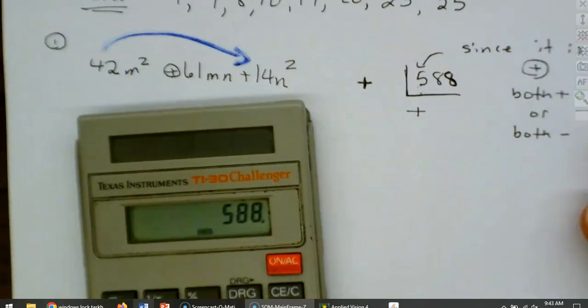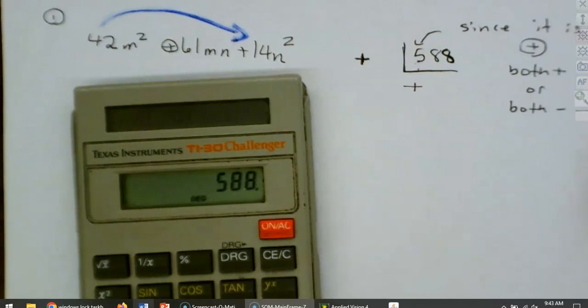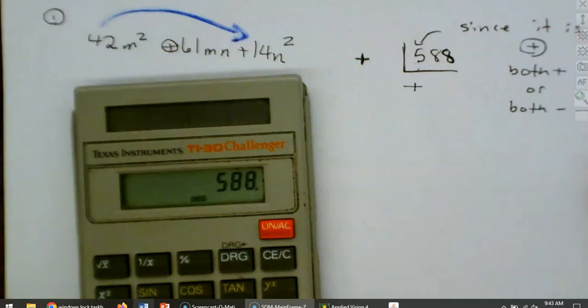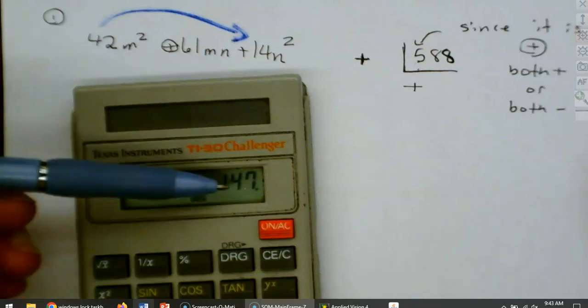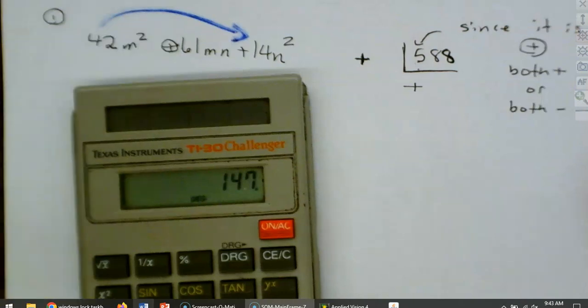Okay, now where do I begin? I need two numbers that multiply together to give you that 588 and add together to give you 61. Now, where do I begin? 588 is an even number, and it's a pretty big even number. So let's start off with 4. We could do 2, but let's see if 4 goes in here. Okay. 4 and 147. Well, that's still far away from 61.